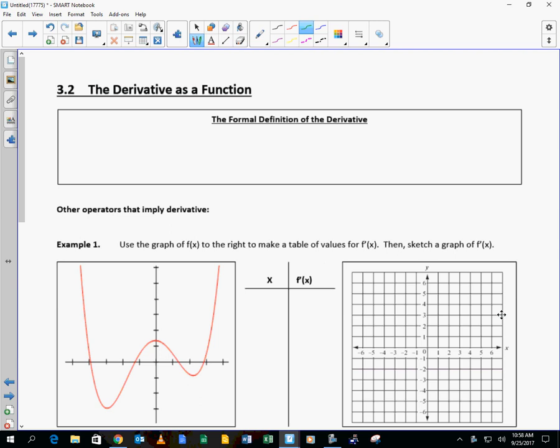We learned about the formal definition of the derivative at a point. Now it's a function. Namely, that f prime of x is equal to the limit as h goes to 0 of f of x plus h minus f of x all over h.